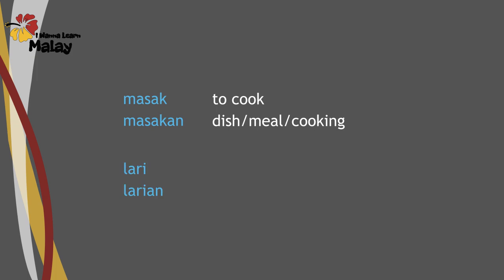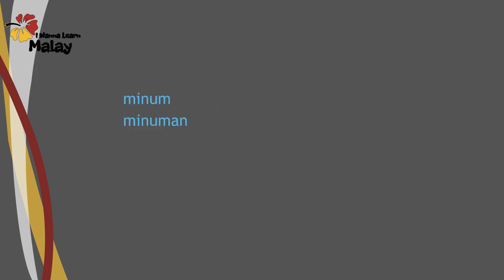Another one would be lari, which is to run. If we add an at the back, it becomes larian, which means a race or a run. For example, larian 5 kilometer means a 5-kilometer run. Another example would be the verb minum, which is to drink. If we add an at the back, it becomes minuman, and this means the drink or the beverage.